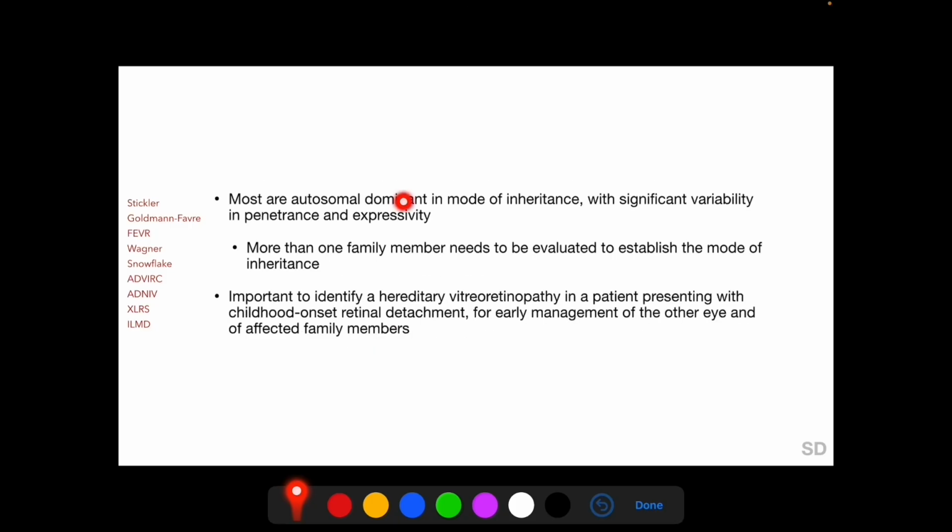Most are autosomal dominant in mode of inheritance with significant variability in penetrance and expressivity, and so more than one family member needs to be evaluated to establish the mode of inheritance. And it is important to identify hereditary vitreoretinopathy, particularly in a child presenting with retinal detachment, for early management of the other eye as well as of the affected family members.